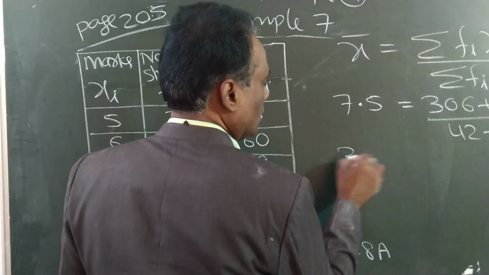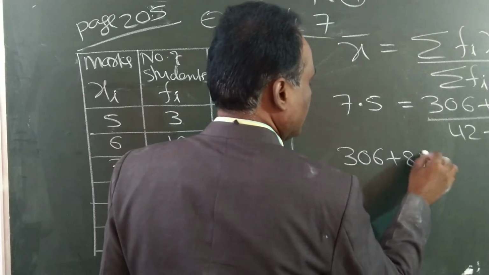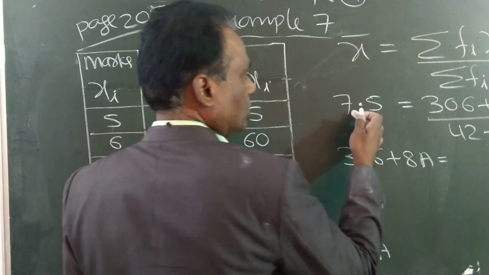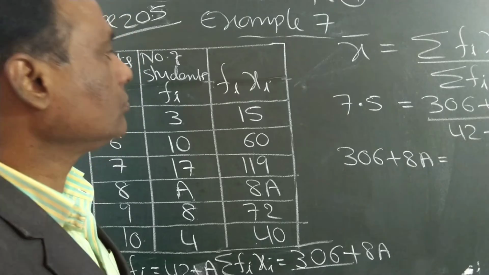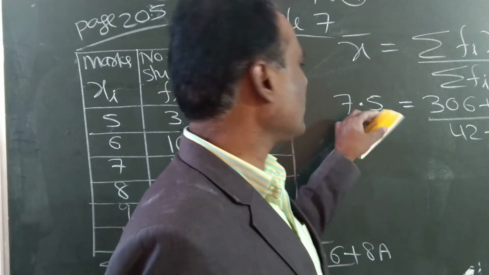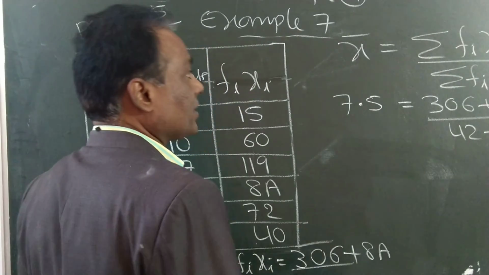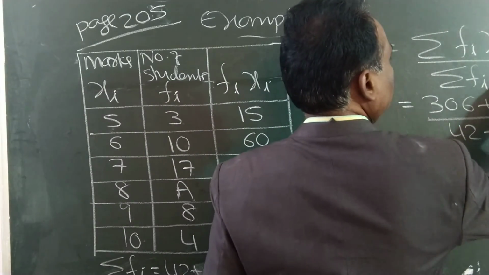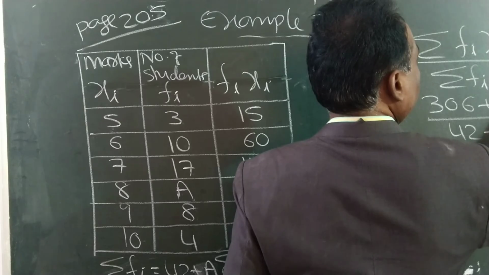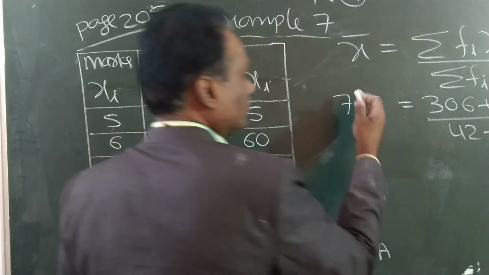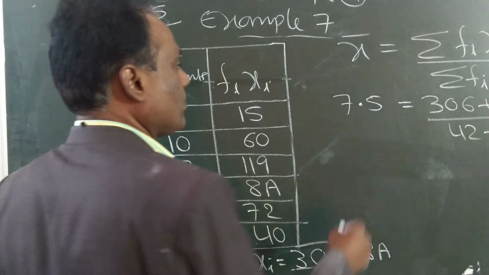Cross multiplication: 306 plus 8A is equal to 7.5 into 42 plus A. Or you can write 7.5 in decimal as 75 by 10.